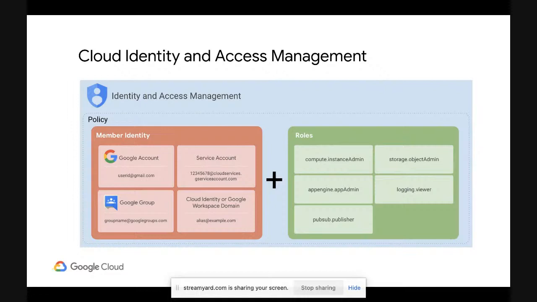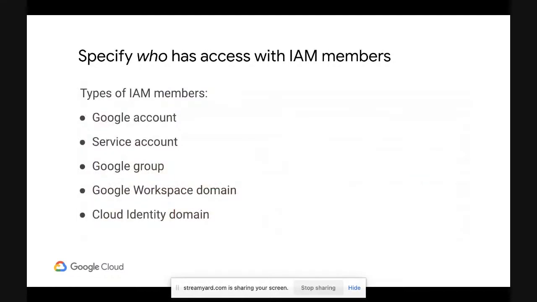And that role, like you see here on the slide, could be for Compute Engine, it could be for storage, it could be for Pub/Sub, whatever services are available, they have this set of predefined roles. And then I would assign them to a particular resource. So this binding is what we call an IAM policy.